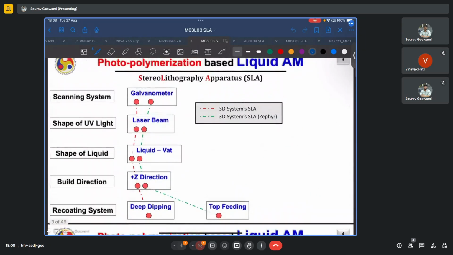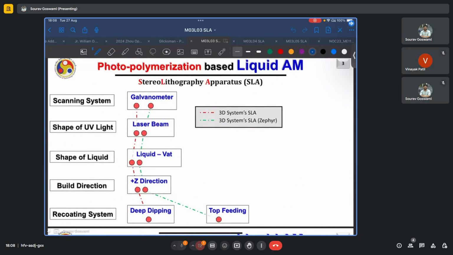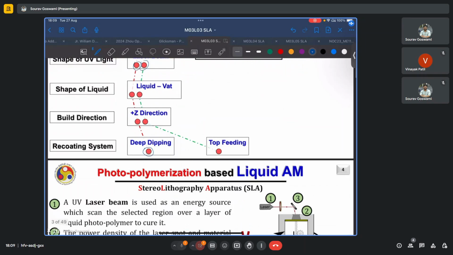As already discussed, both SLA and SLA-Zephyr used a galvanometer as the scanning optics. They both used a sharp pointed laser beam, and the liquid was placed in a vat. The build direction was plus Z in both cases. It's just that the recoating system for the case of SLA was deep dipping, where you dip your entire build stage along with the part on it deep into the vat of liquid. You allow an excess amount of liquid to flow over it, and then remove the excess with a doctor's blade or a recoater, and then print your next layer. Whereas in top feeding, you use an array of nozzles to deposit a curtain of liquid on the pre-built surface to a thickness that suits your application.